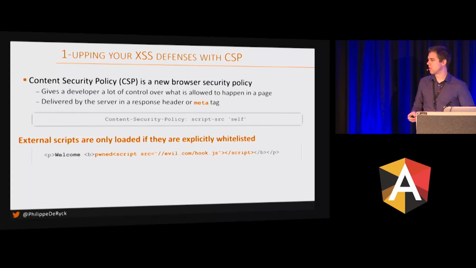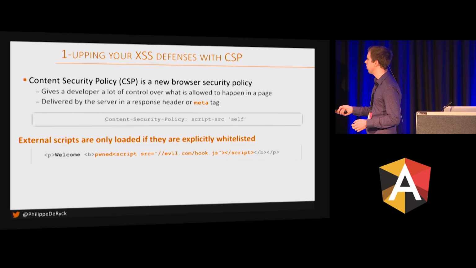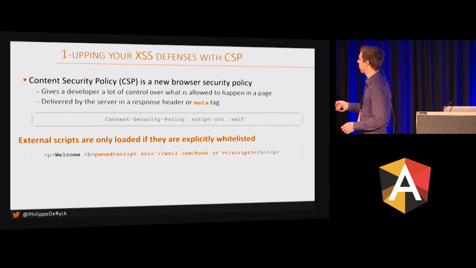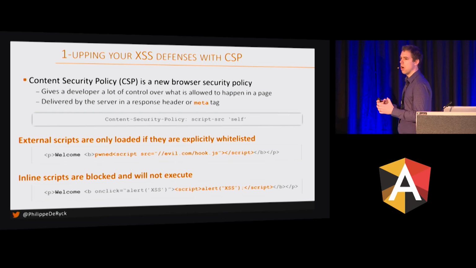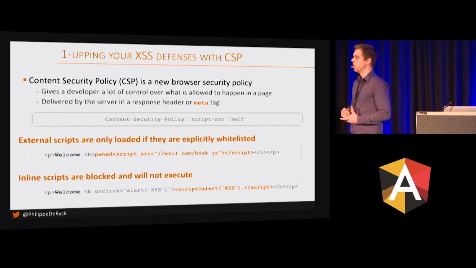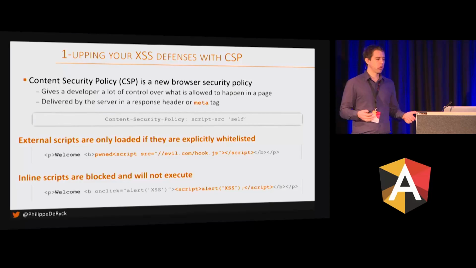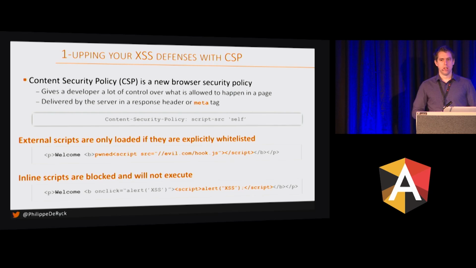So if somebody injects this evil script from evil.com, unless it's explicitly whitelisted by your policy, which I don't recommend for things like evil.com, it will not be loaded. You will get an error in the browser saying this thing is not whitelisted, I don't know it, I'm not going to load it. And the second thing CSP does is it doesn't allow inline script blocks to execute. So if an attacker injects something like this, it's called inline script because the script is right here, it's not remote. CSP will simply block it and it will not execute.